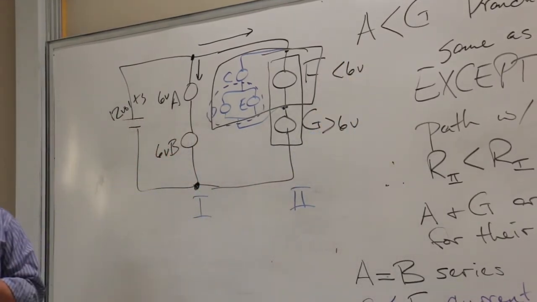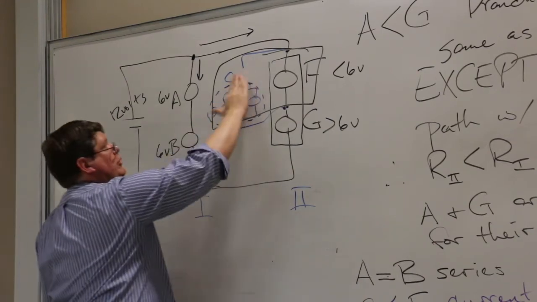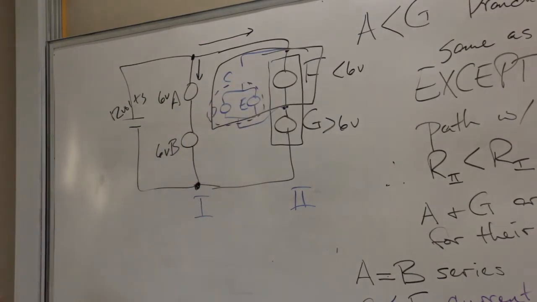Okay? Now, in the last part of this problem, we take out bulb C and leave the empty socket behind. That's just a gaping hole. Now, after I take out bulb C, F and G are in series, because now everything that goes through G has to go through F. There's no longer a path going through the other way.